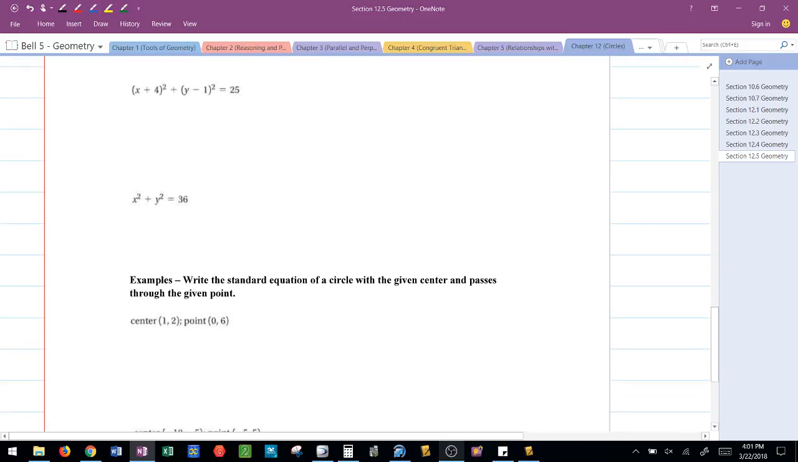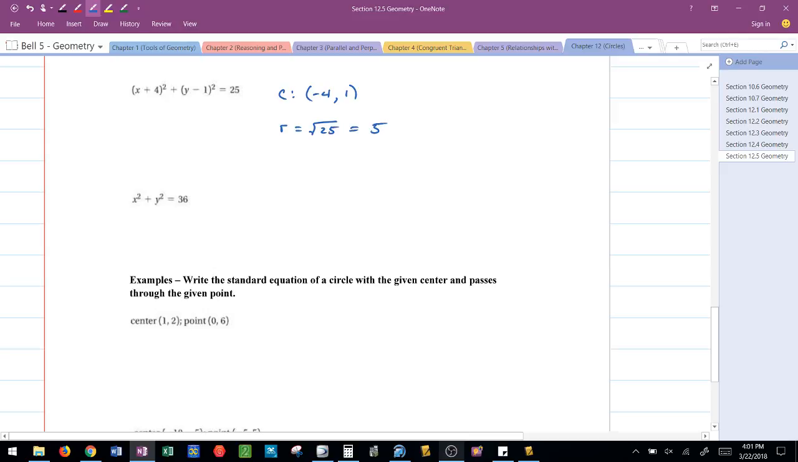All right, let's take a look at this second one here. To find the center, I have to kind of undo the formula here. So x plus 4 tells me I have a negative 4. y minus 1 tells me I have a positive 1. And then to find the radius, I'm going to take the square root of 25, which is 5.